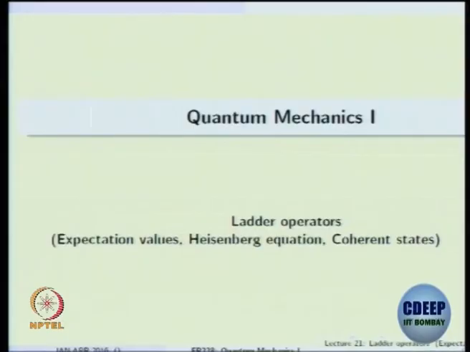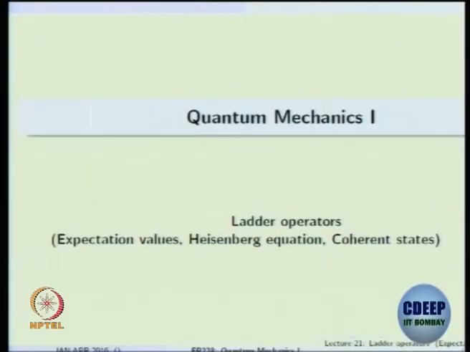So today I am going to continue. Last lecture I introduced ladder operators, raising and lowering ladder operators, right? Today I am going to do more on ladder operators. Using them, finding expectation values becomes much easier. What will be the Heisenberg equation for the ladder operators, or in the Heisenberg picture, how do these ladder operators evolve?